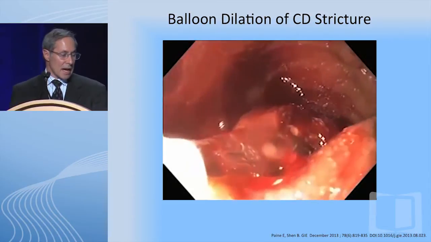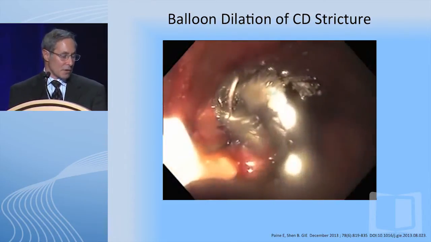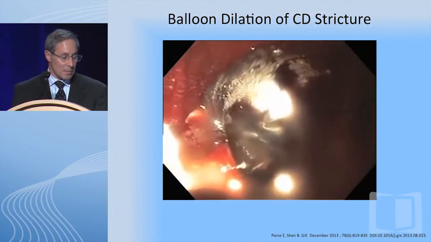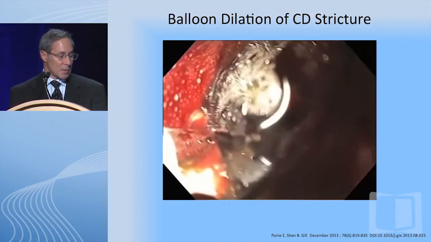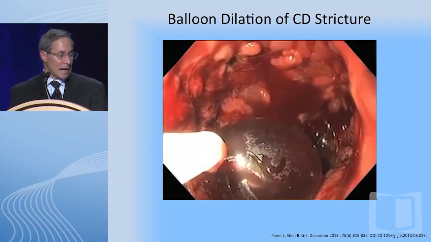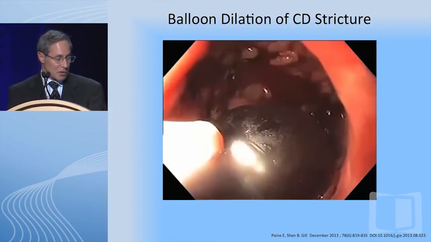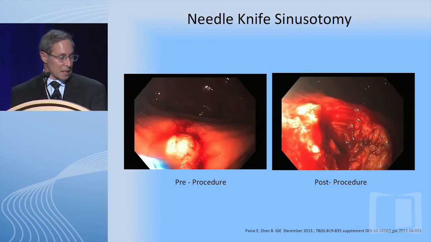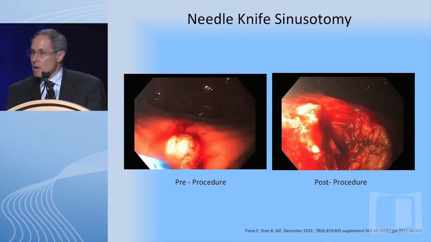So this is actually a video from a series of patients just reported by Payne and Beauchene in this month's Gastrointestinal Endoscopy, and shows balloon dilation of a refractory Crohn's disease small bowel stricture. And in this paper, which you all should read, remarkable success is reported.